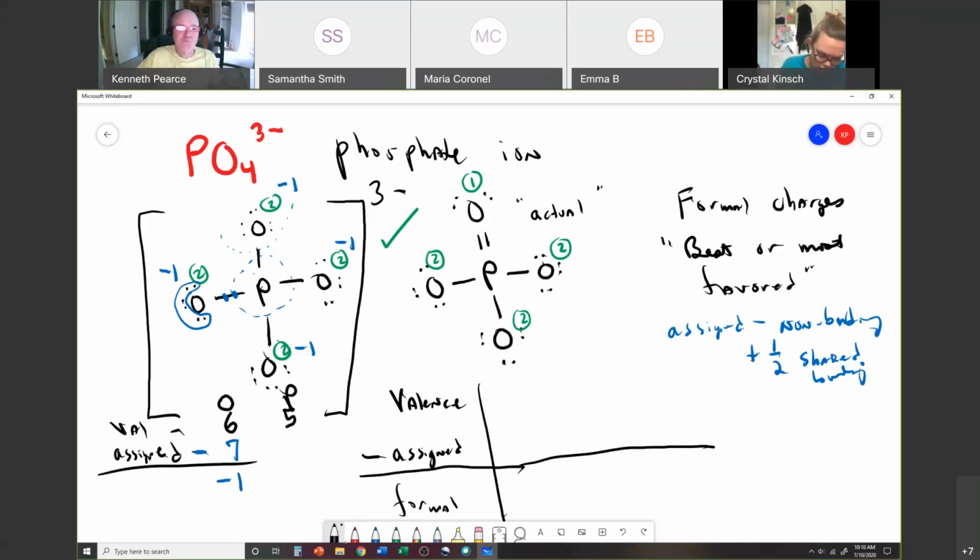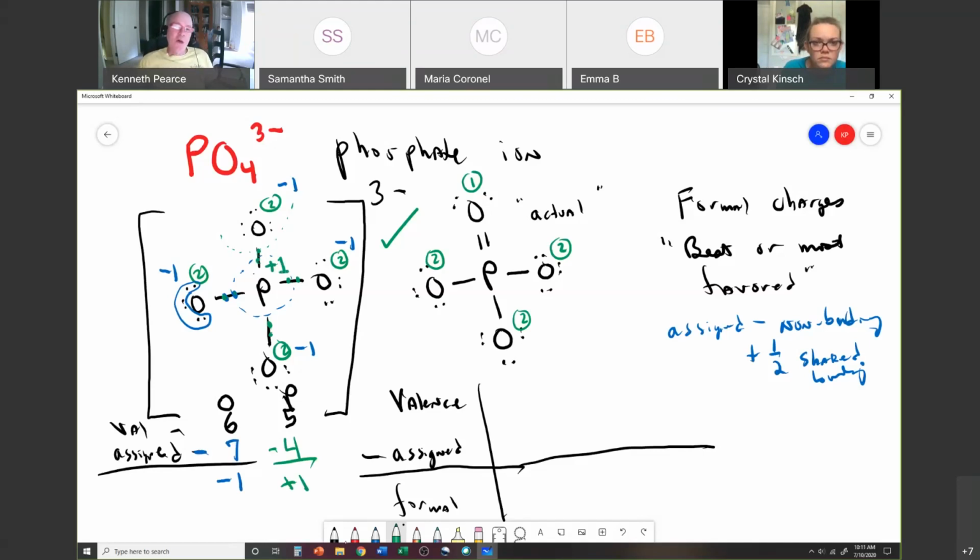Now, assigned. How many do we have that's assigned? And so we go, there's 2 here, but that's 1. That's 2 there, that's 1. There's 2 there, that's 1. And there's 2 over here, that makes 1. Remember, it's 1/2 of the bonded. There's no non-bonding on that phosphorus, it's all bonding. So we have 4. So we subtract off the 4 and we have +1. So the formal charge on this phosphorus is +1.